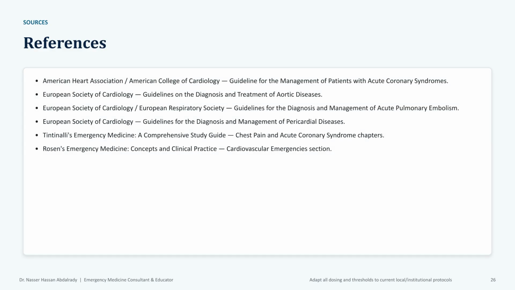These recommendations are synthesized from major society guidelines, including those from the AHA, ESC, and leading emergency medicine texts. Always ensure your management aligns with your local institutional protocols and current standards of practice.